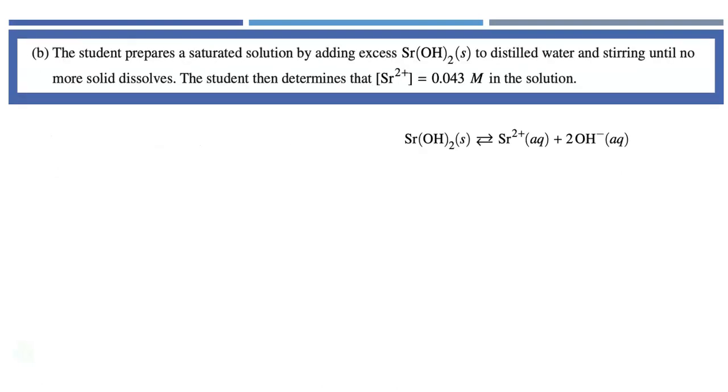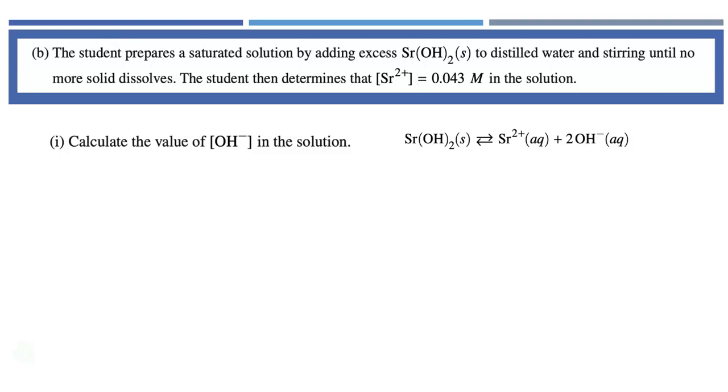Part B goes on. The student prepares a saturated solution by adding excess strontium hydroxide solid to distilled water and stirring until no more solid dissolves. I'm dissolving as much strontium hydroxide as I can at these conditions. That's what a saturated solution means. The student then determines that the strontium ion concentration is 0.043 molar in this solution. And the question is, what's the concentration of the hydroxide ion in this solution?